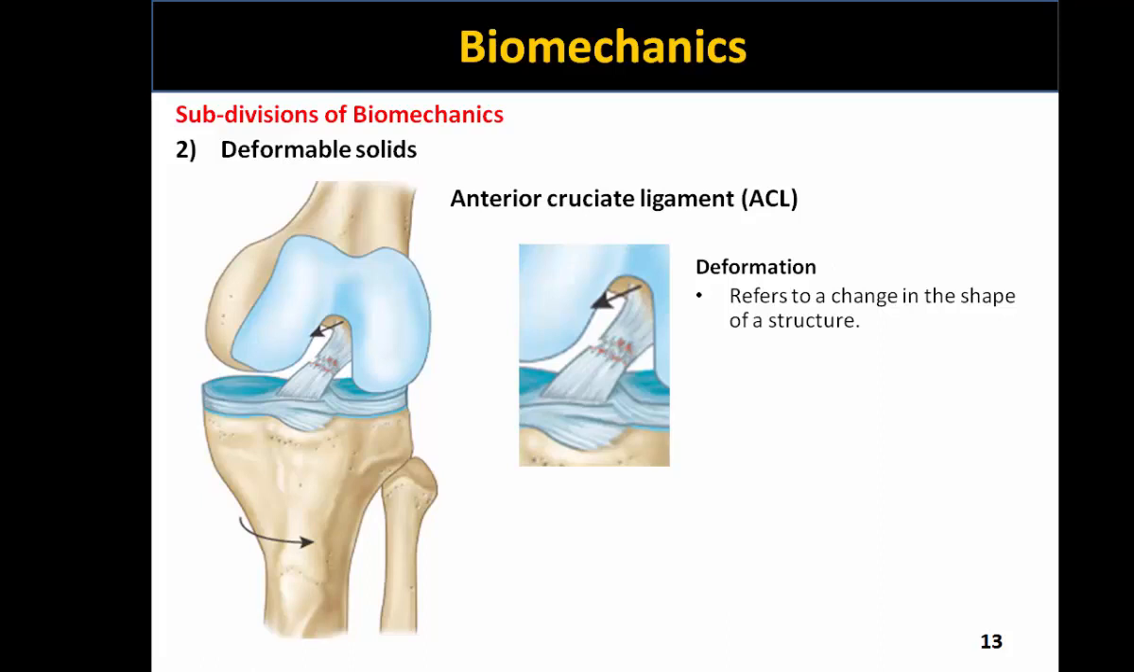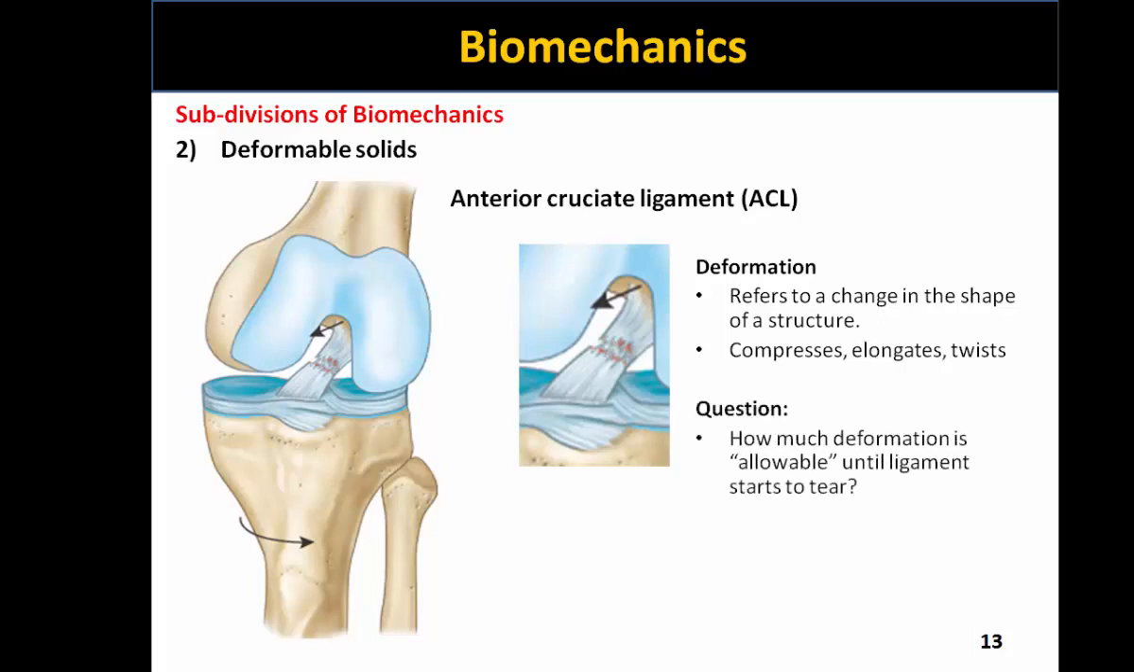And in this illustration, we're referring to a change in the shape of the ligament. So when we think about deformation, tissues will compress, or they may elongate, or they may twist. In this particular example, the anterior cruciate ligament, as all ligaments, carry out their function by elongating. That is a normal process, a normal function of ligaments.